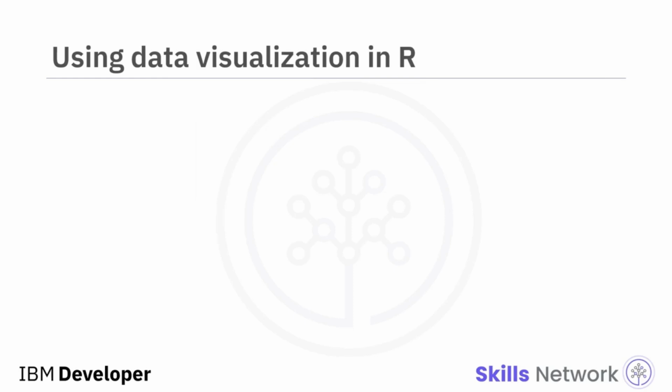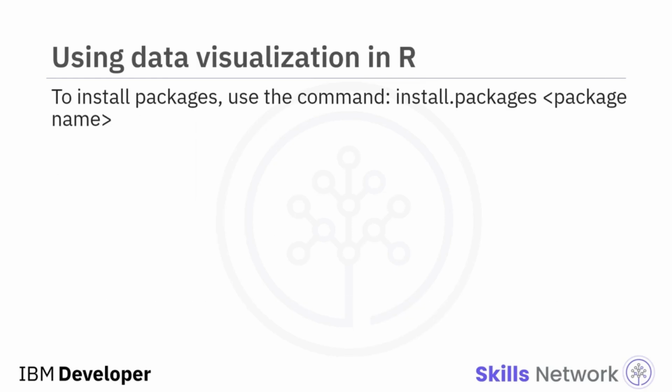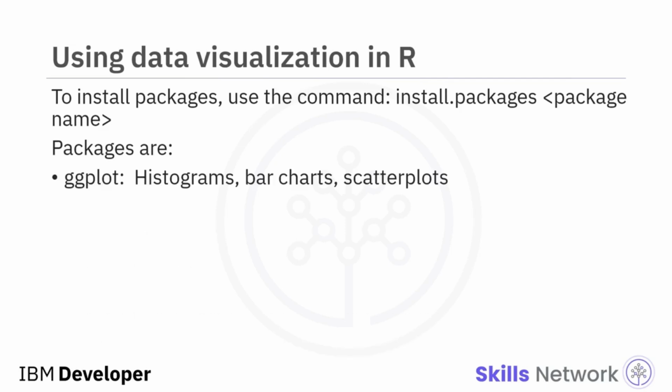R has different packages for data visualization that you can use based on your requirement. To install these packages in your R environment, use the install.packages command and the package name. Examples of R packages include the following. ggplot is used for data visualizations such as histograms, bar charts, scatter plots, and so on. It allows adding layers and components to a single visualization.